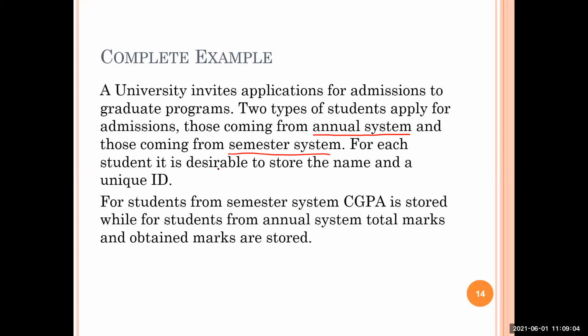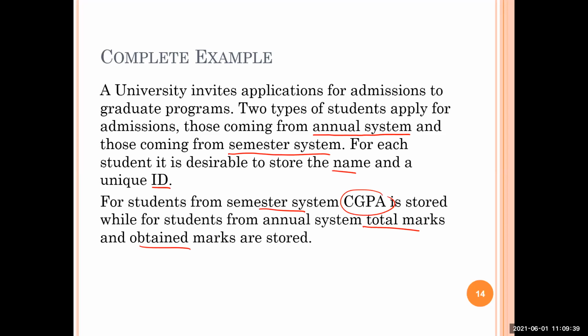And of course, for simplicity, we say that whenever a candidate is applying for admission, we'll give that candidate an ID and we'll store the name. But you see, since we have two types of students, the students coming from the semester system will have CGPA, and the students who are coming from the annual system have total marks and marks obtained. Now you see, when you have a description like this, similar to what you had maybe in your exam, you have to think yourself how you will design this solution.